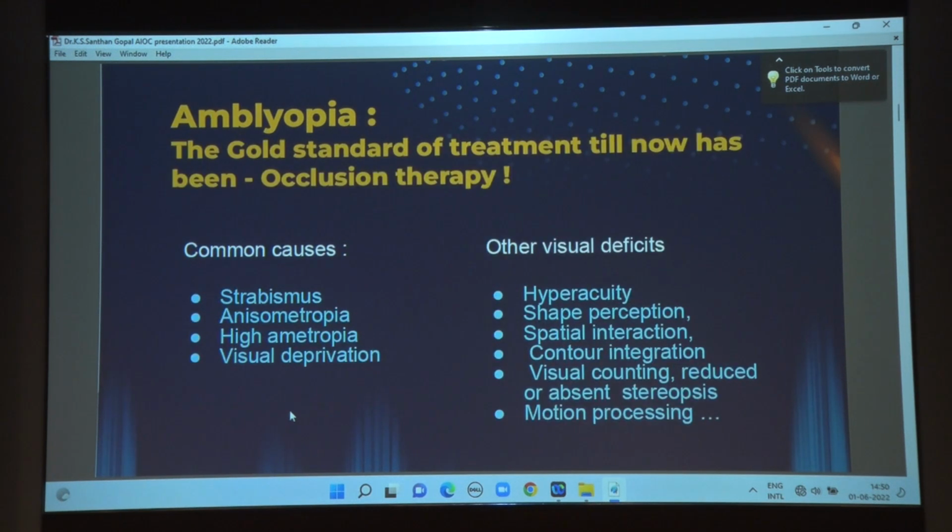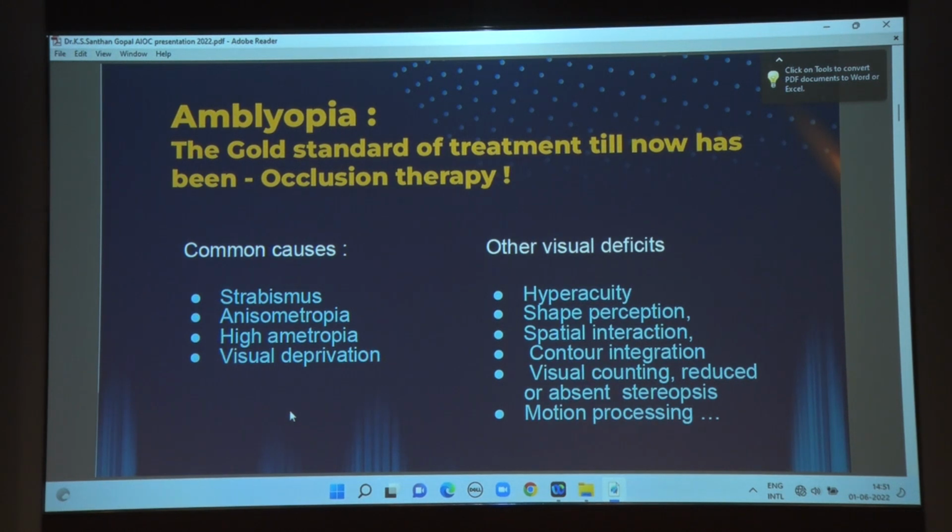Because you rule out all other conditions, then only you can say, this must be amblyopia with a problem in the brain. Now, although there are many causes for amblyopia, like strabismus, anisometropia, high ametropia, and visual deprivation, the treatment for all these by all of us has been the same: blindly patch the eye. Child is not able to move with counting finger, patch the eye, hold the child and move around. We haven't said anything more than patch the eye. 4 hours, 6 hours, we go on eloquently about 4 hours, 6 hours, 12 hours, 24 hours, 26 hours of patching, etc.